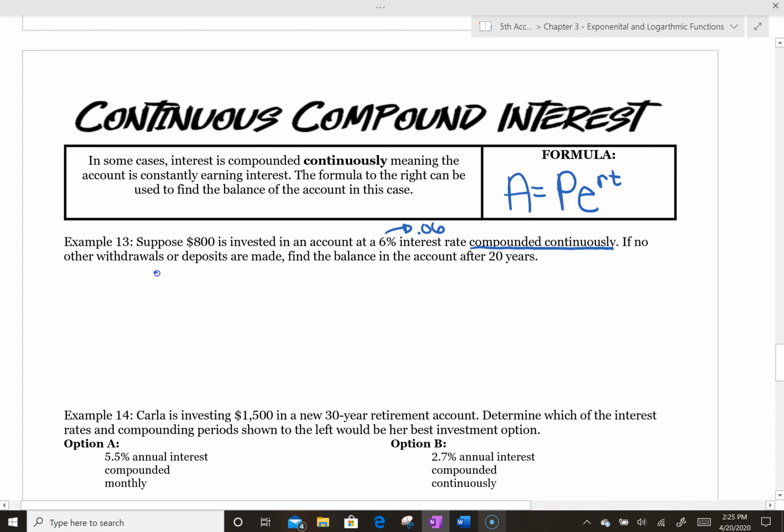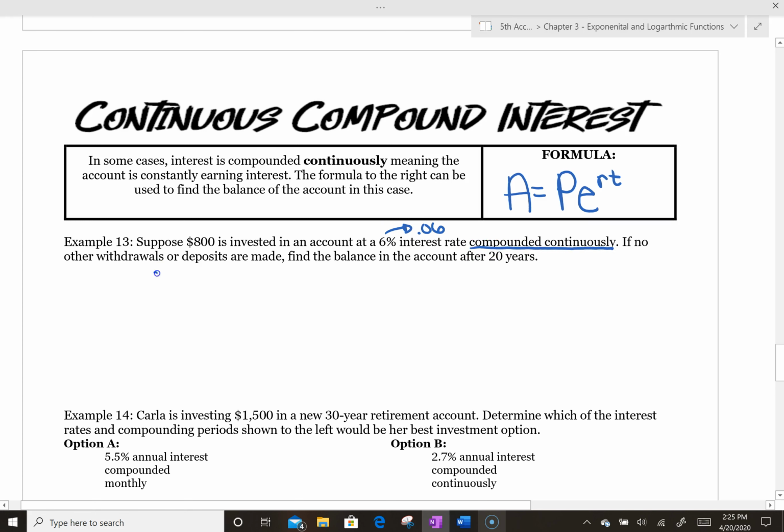So notice this one says compounded monthly. So because this one says compounded monthly, we are using this formula. The next one says compounded continuously. So that is our PERT. So if you would like to just pause the video right now, you can, and then work this out and see if it matches my answer. Okay. So let's go plug everything in.